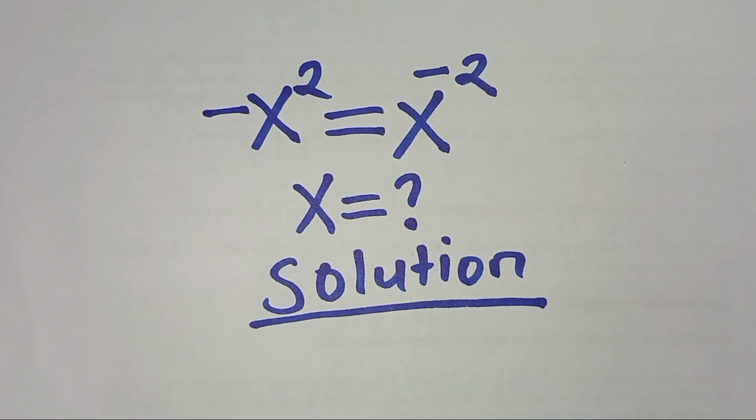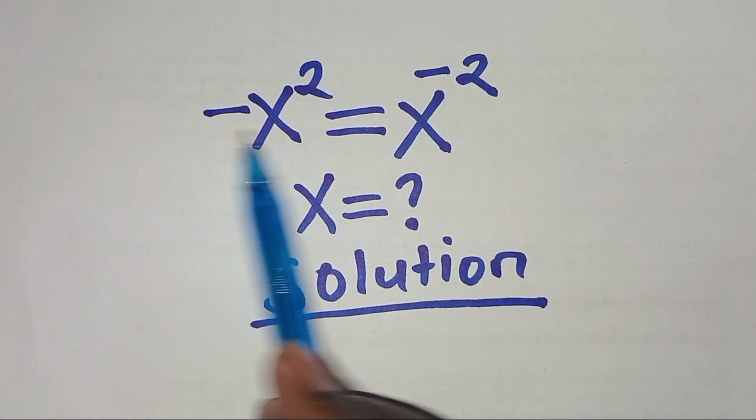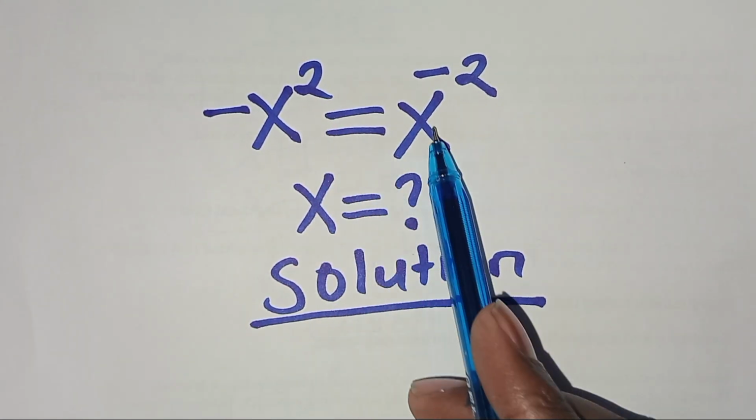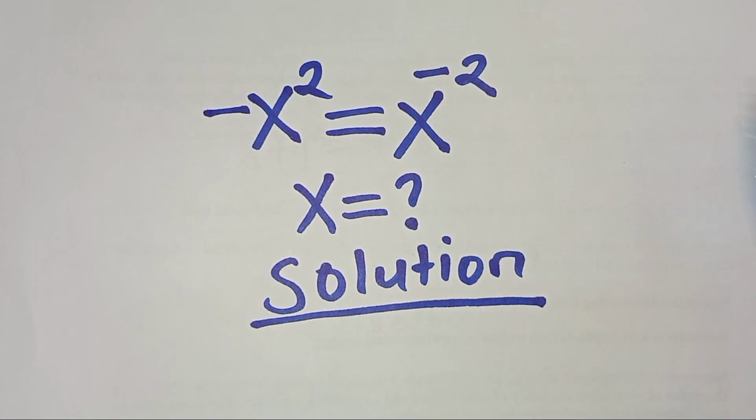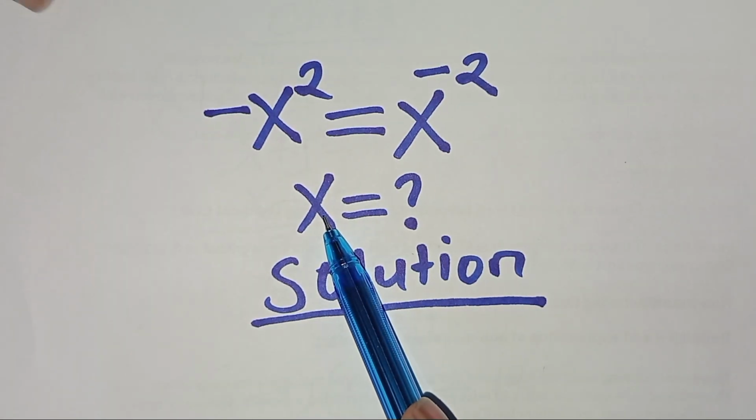Hello everyone, welcome to this amazing Math Olympiad problem, which is negative x squared equal to x to power negative 2. So what is the value of x?